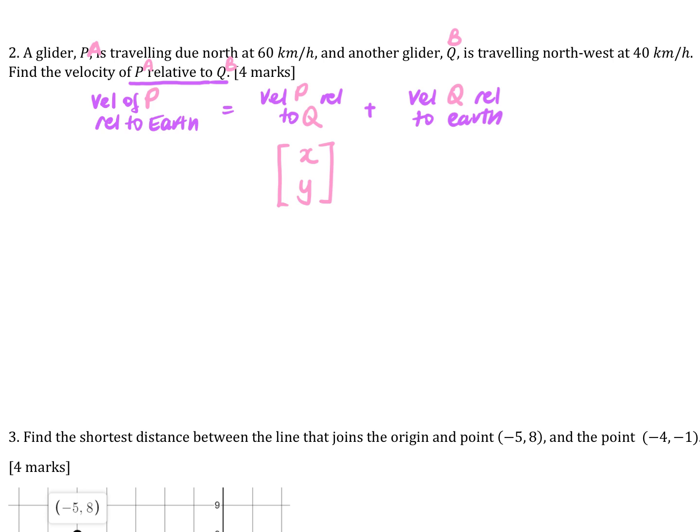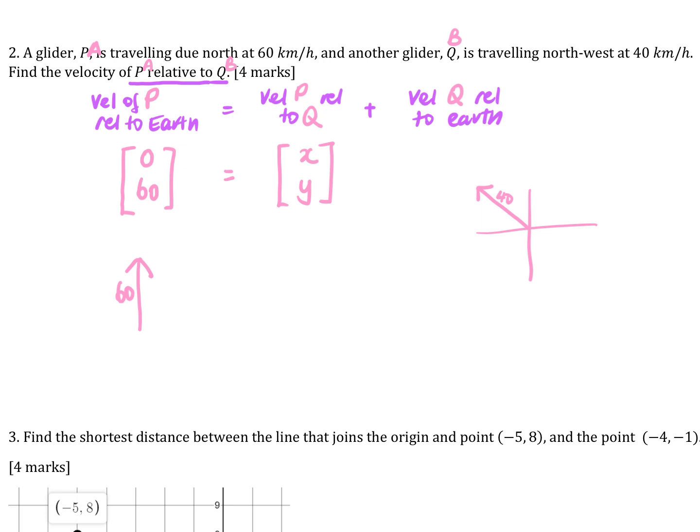Well, what's P doing? P is going due north at 60 kilometres per hour. Okay, well, what's that in terms of i's and j's? Well, we've got 0 i's and 60 j's. It's positive because it's going up. There we go. What is Q relative to Earth? Well, Q is travelling northwest. That is that one there, at 40 kilometres per hour.